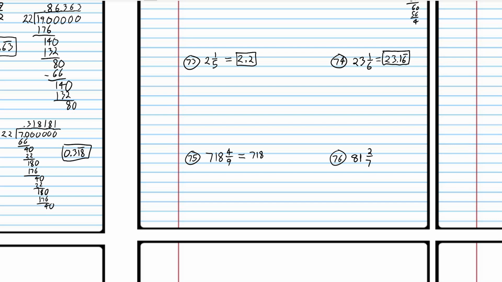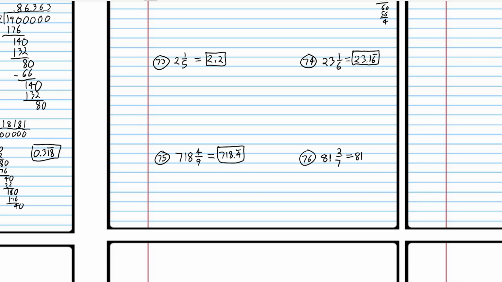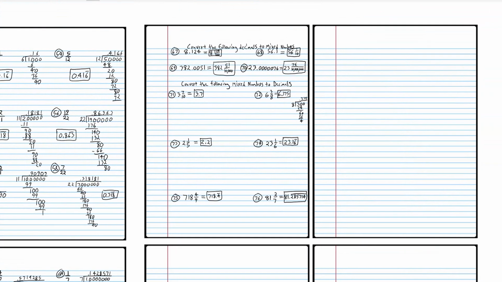718, and then 4 divided by 9. If I do my calculator, I get 0.4 bar. And then 81, 2 divided by 7. I'm doing this just for speed, but you should probably do it on paper. 285714. And bar that, and there you go. So as you can see, mixed numbers are really easy to deal with. You just put the whole number right in front.